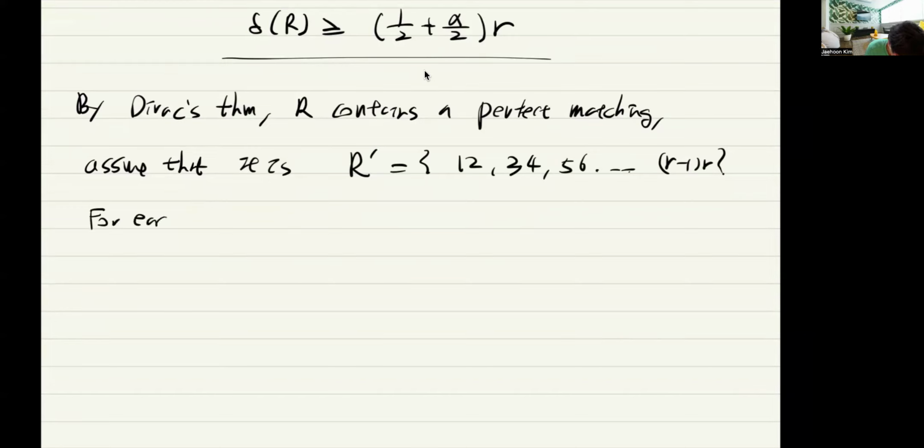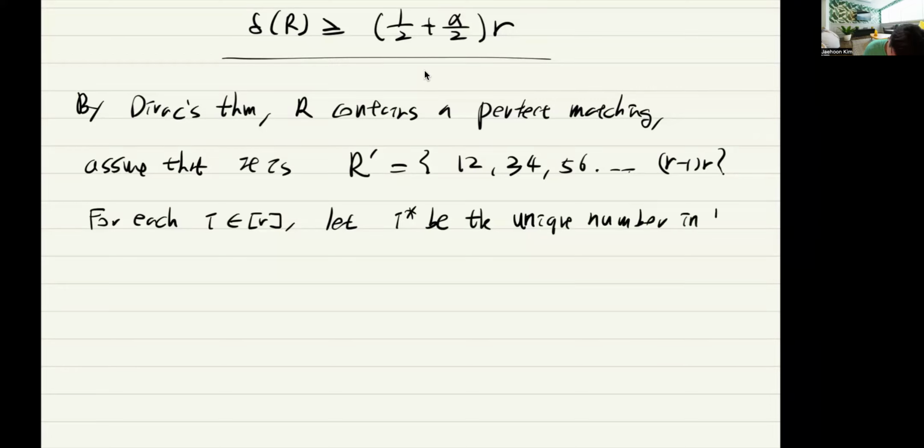And for our convenience, for each vertex I, for each number I, let I star be its counterpart, its partner, the unique number in R such that I and I star are paired up in this perfect matching. So 1 star is 2, 2 star is 1.